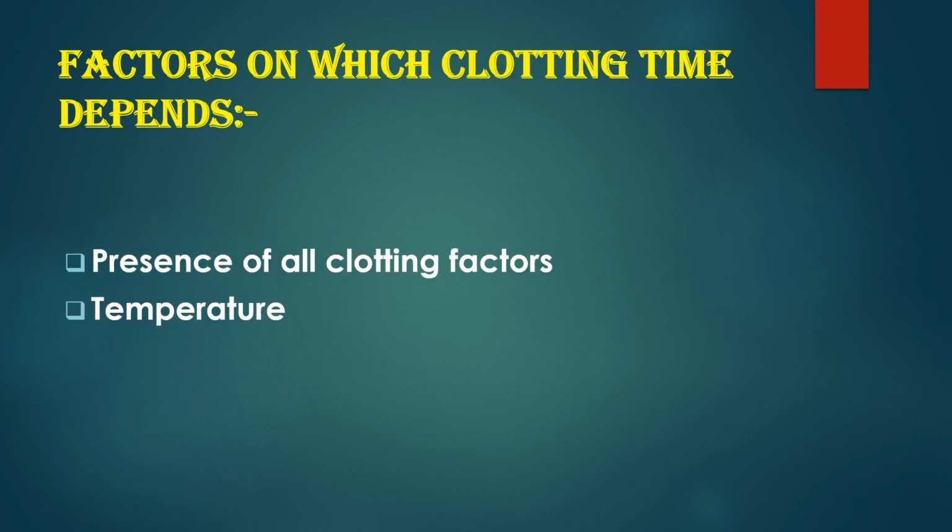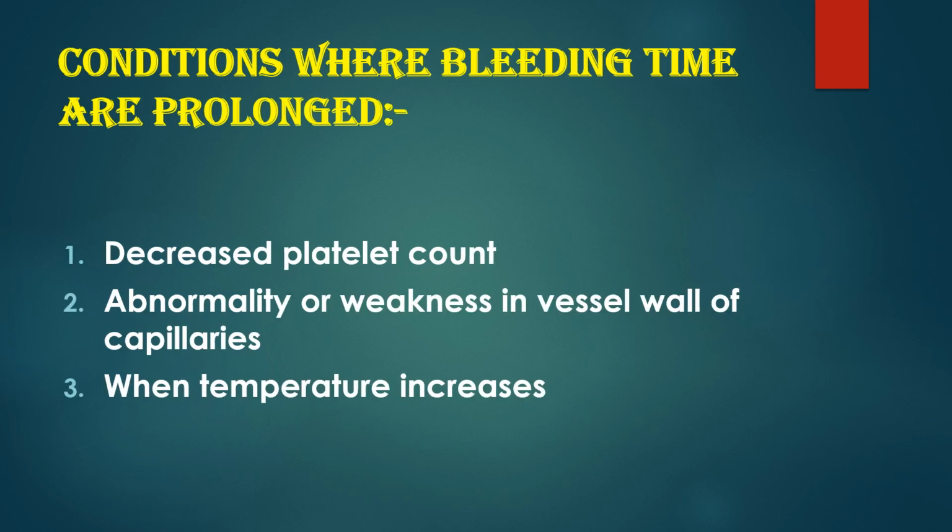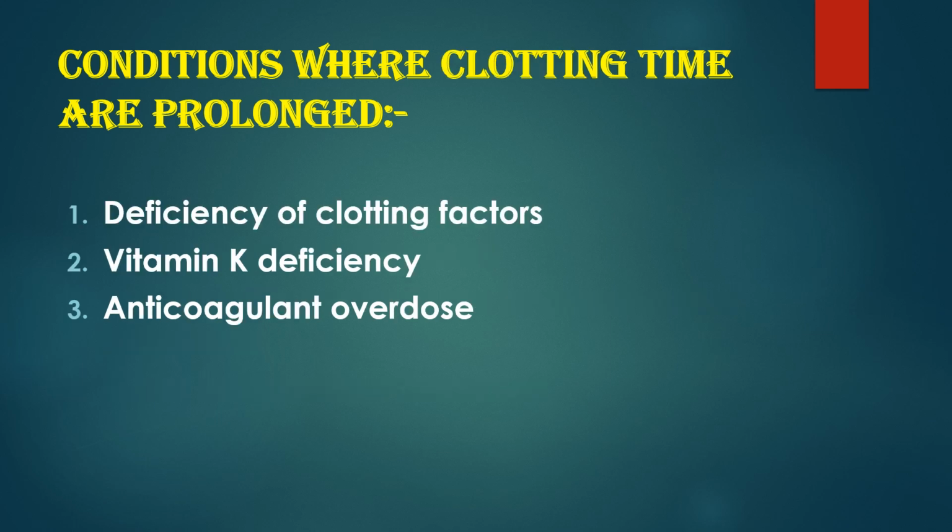And factors on which clotting time depends: first one is presence of all the clotting factors. Second one is temperature. What are the conditions where bleeding time is prolonged? First one, when there is a decreased platelet count. Second one, if there is any abnormality or weakness in the vessel wall of capillaries. And the third one, when the temperature increases. And the conditions where clotting time is prolonged: first one, deficiency of any clotting factor. Second, vitamin K deficiency, and third is anticoagulant overdose.